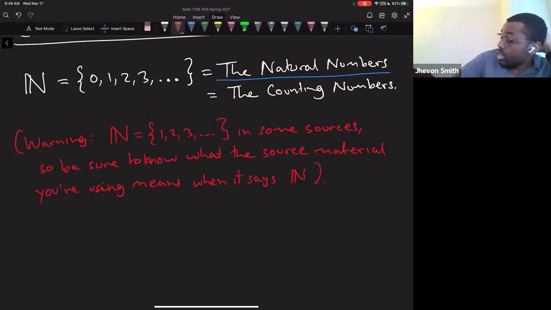So you might have to be a little bit careful. For us, though, we want to include 0 because we have the concept of an empty set, which has 0 elements. So we want to be able to count 0 elements in a strange way. We want to have some mathematical language for that.